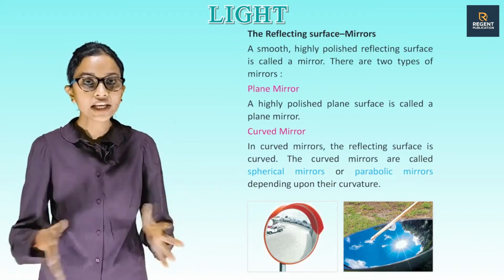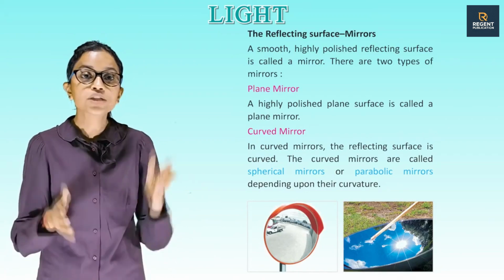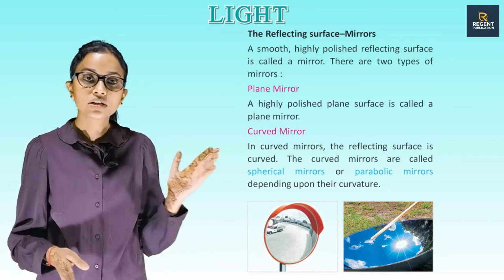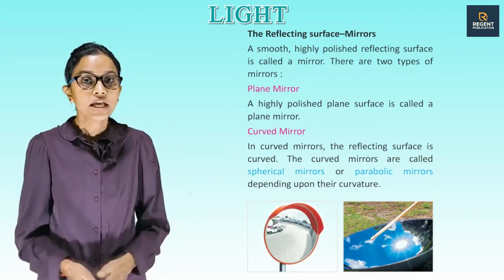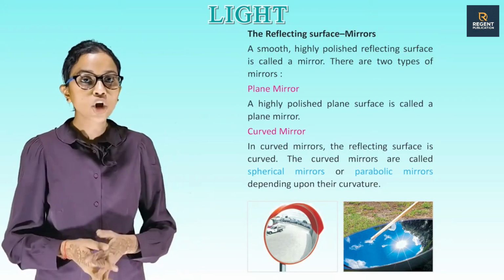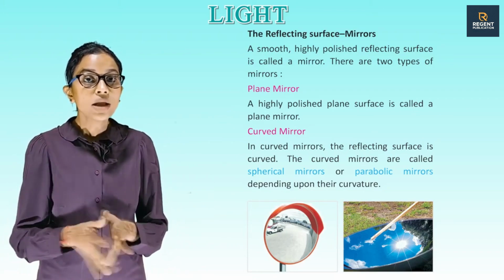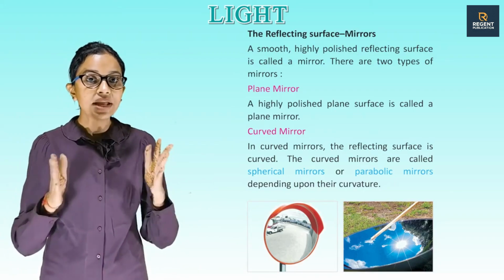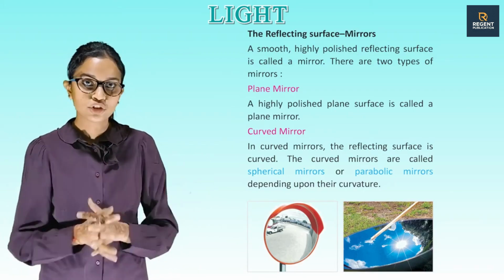Plane mirror. A highly polished plane surface is called a plane mirror. Curved mirror. In curved mirrors, the reflecting surface is curved. The curved mirrors are called spherical mirrors or parabolic mirrors, depending upon their curvature.